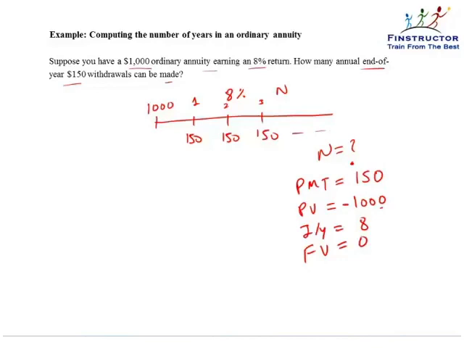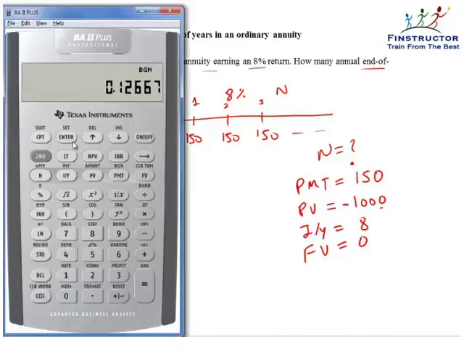And we can compute N. So let's try to do it on the calculator. 150 is the PMT, 1000, rather minus 1000, is PV. So first press 1000 and then press the plus-minus button to make it minus 1000, and then press PV. 8% is the interest rate every period. I don't want to be left with anything in the end, so 0 is FV.